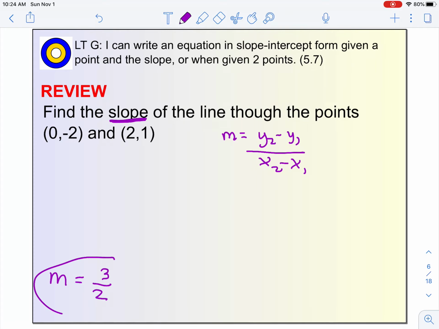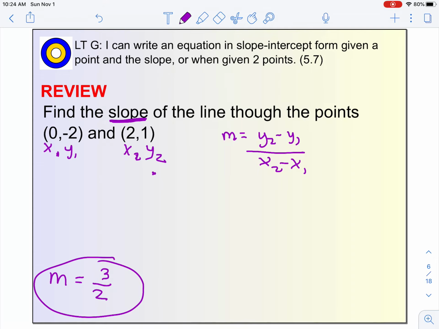So your slope here should be 3 over 2. That is your slope. Now, if you didn't get that, then listen to this explanation a little bit closer. Start by labeling your points as x and y. This is the first ordered pair, and then the second one is the second ordered pair. So that's why it gets the 2's rather than the 1's.